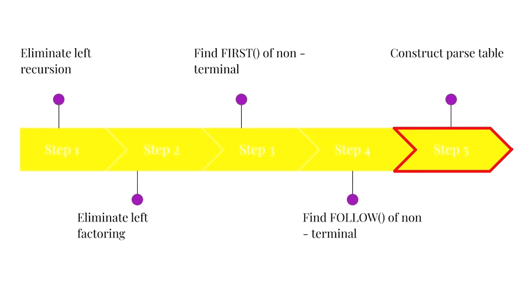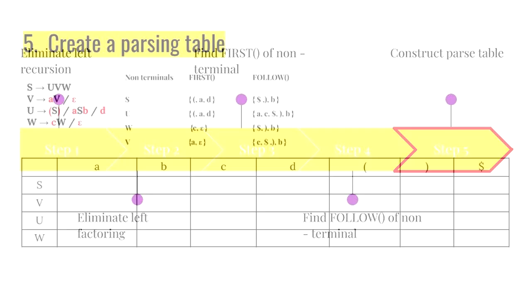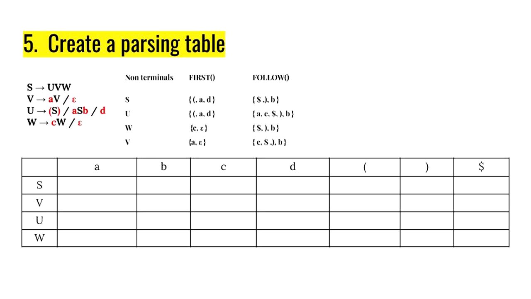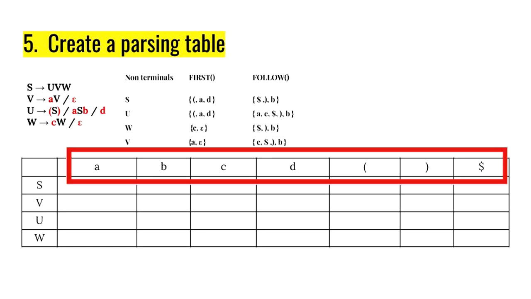The fifth and last step to check whether a grammar is LL1 grammar is to create a parsing table. I am going to put everything on the screen. We have the grammar, we have the first and follow that we just found. We also see a table. The columns of this table are made by the terminals we encountered in a grammar. The rows are marked with the non-terminals.